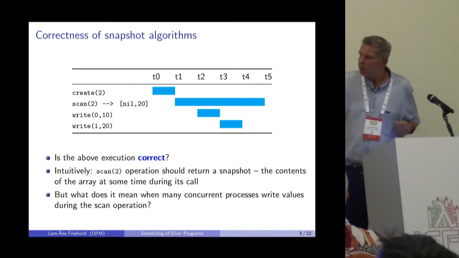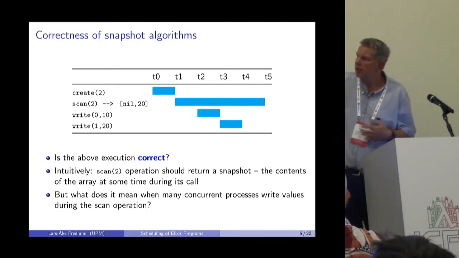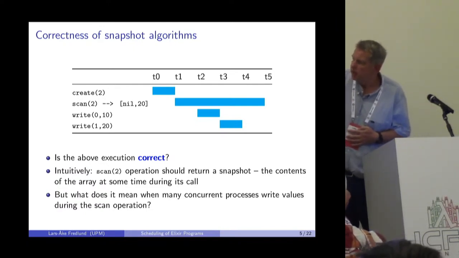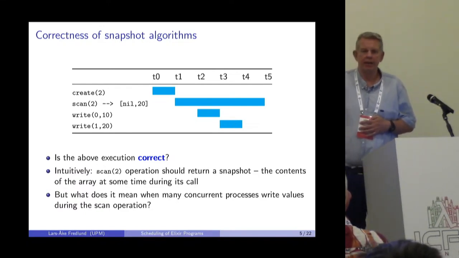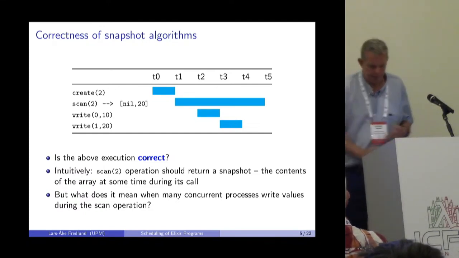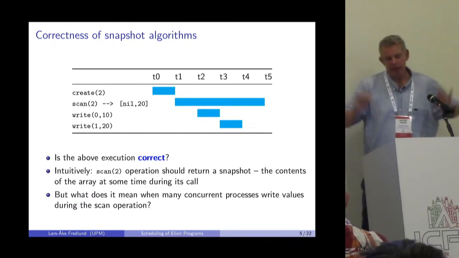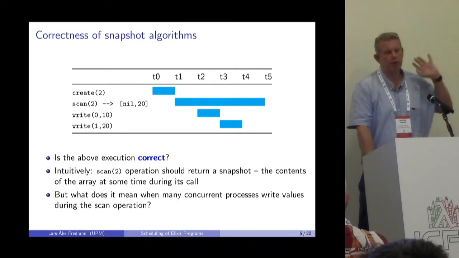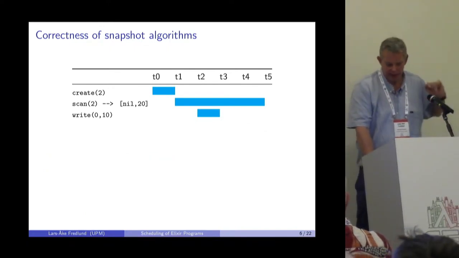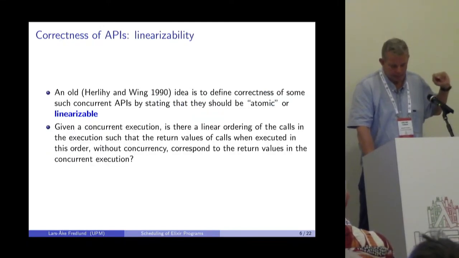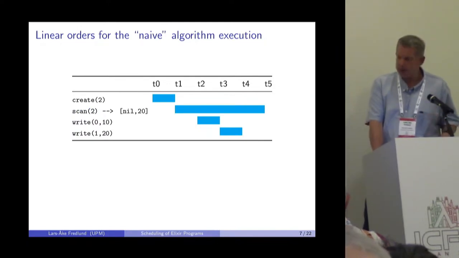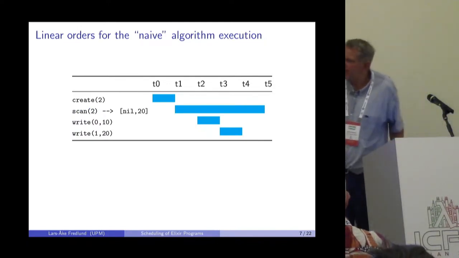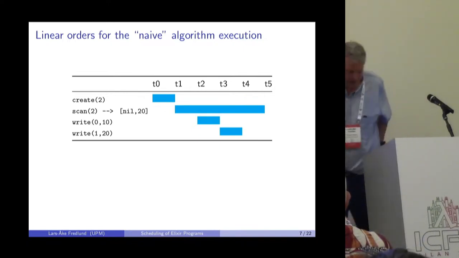So there can be many ways of giving a linear order of these calls, right? But there should be at least one that can explain the behavior of the concurrent execution, being identical. Okay? So I'm simplifying a little bit for those that know more about this stuff, but this is a simple idea. So let's look at this example, right? So we have this execution. The only thing that's really interesting is that the scan returns nil 20.